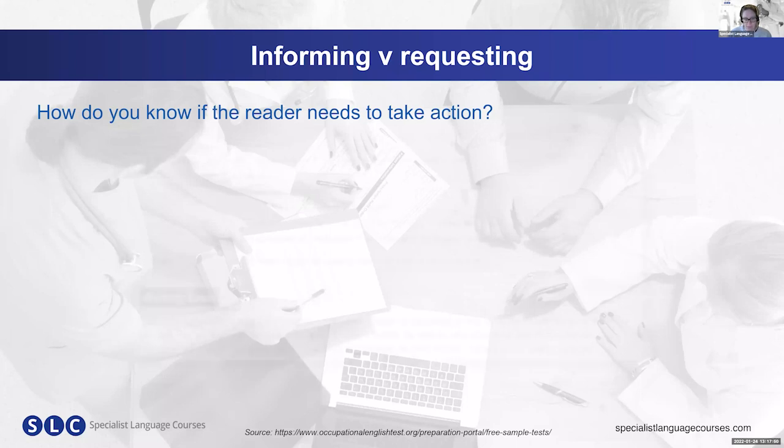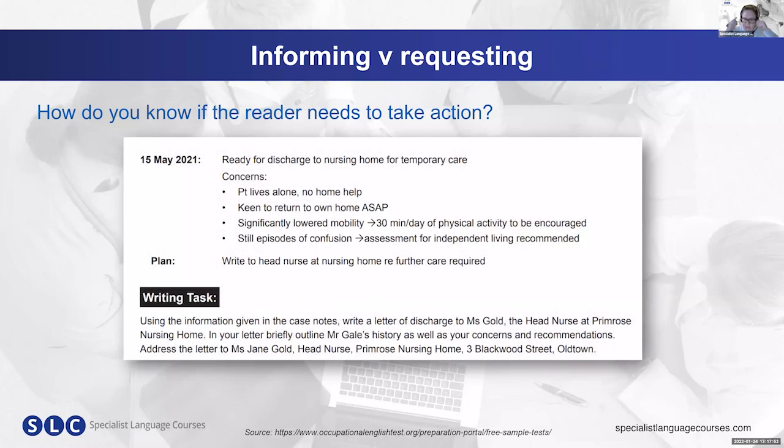Let's have a look. Here we've got, I think this is from a set of medicine case notes from the OET website. So let's have a little look at the writing task. We're writing a letter of discharge to Miss Gold. She's the head nurse at Primrose Nursing Home. In your letter, briefly outline Miss Gale's history, as well as your concerns and recommendations. So the recommendations are obviously going to be the action required.